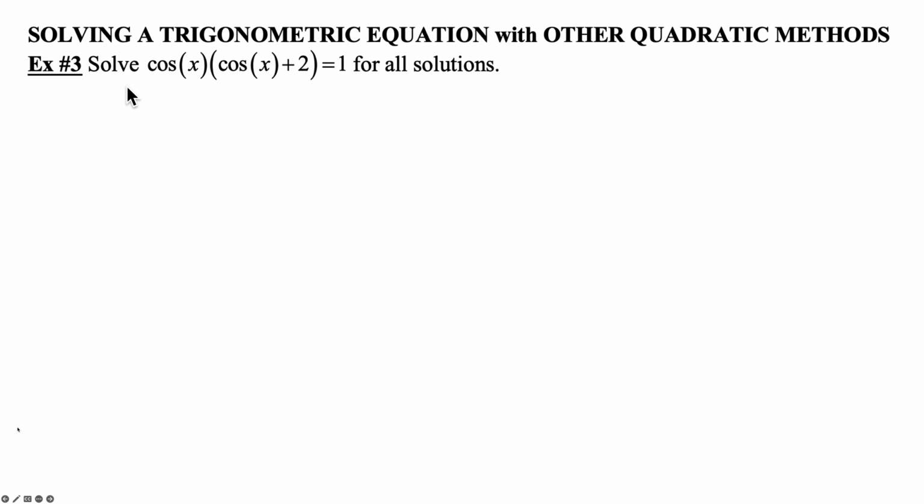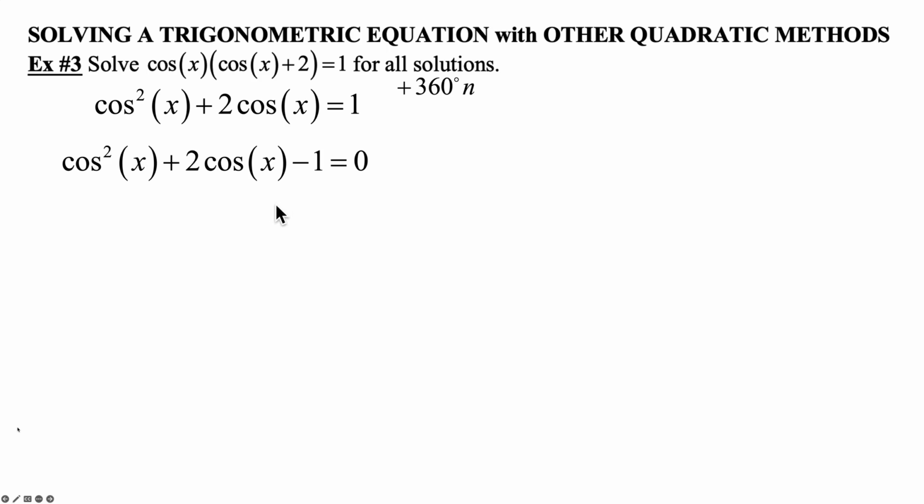Example 3. Here we have cosine x times the binomial cosine x plus 2 equals 1. We can't set this equal to 1 or this binomial equal to 1. This has to be 0, so we're going to have to find for all of our solutions, we'll add our 360n to it, but we're going to have to distribute the cosine x into the binomial and then subtract over the 1. Now, this doesn't factor. There's no 2 factors of 1 that subtract to be 2. So if you want your cosine of x to be equal to, say, y, we could rewrite this as y squared plus 2y minus 1 is equal to 0.